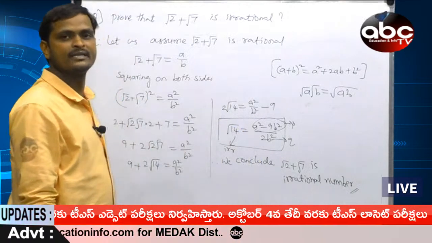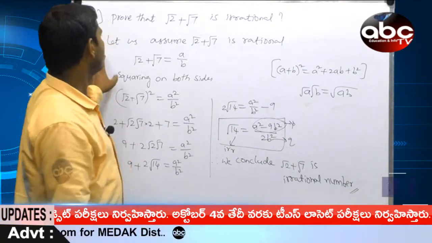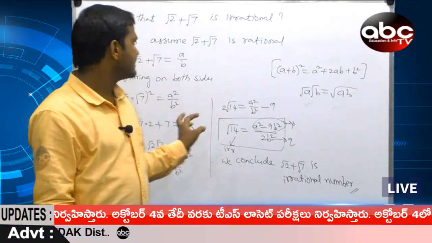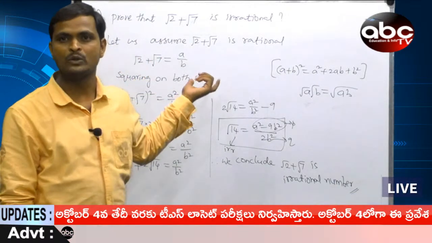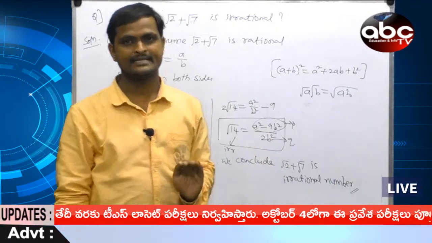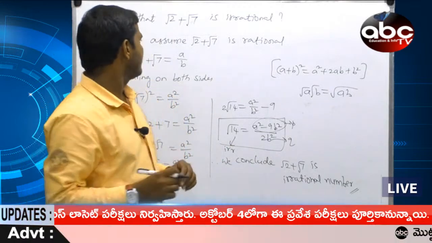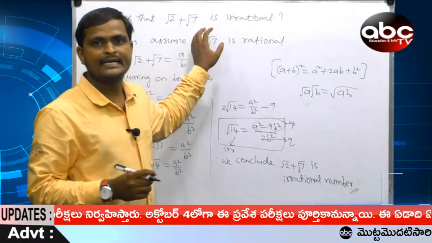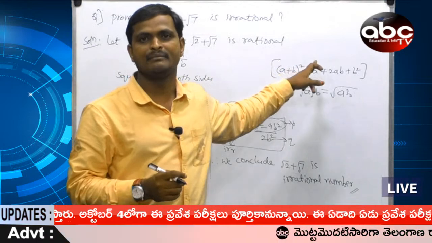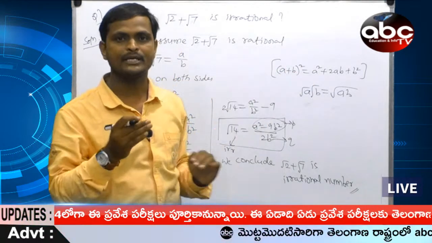Hence proved. Is it clear, students? Very simple. Any number given, to show that or prove that the given number is irrational, just we do the first step. Let us assume it is a rational number. Rational is what? A p by q number.